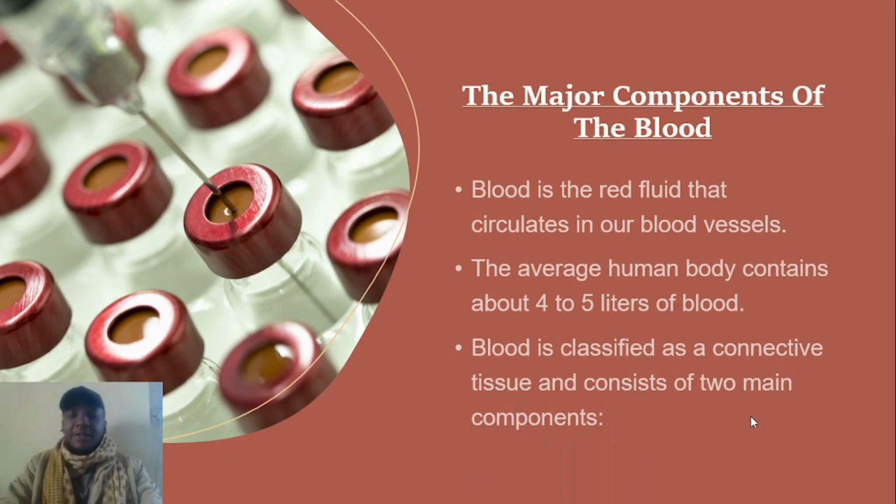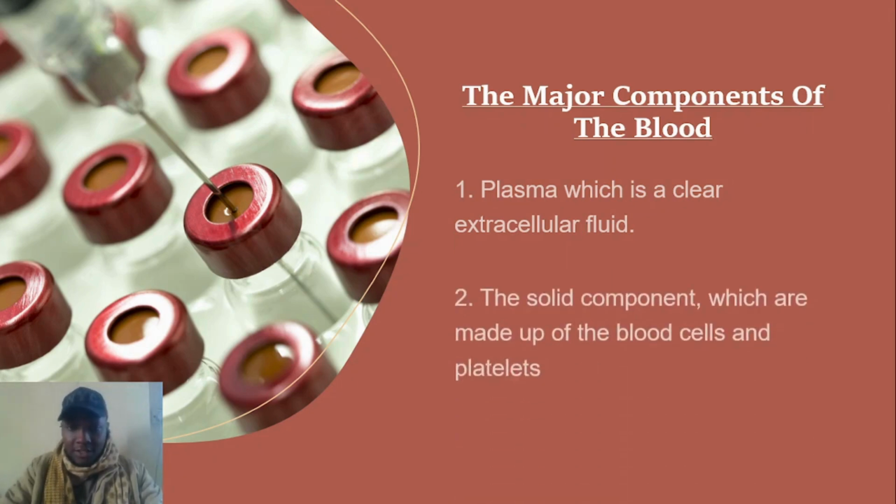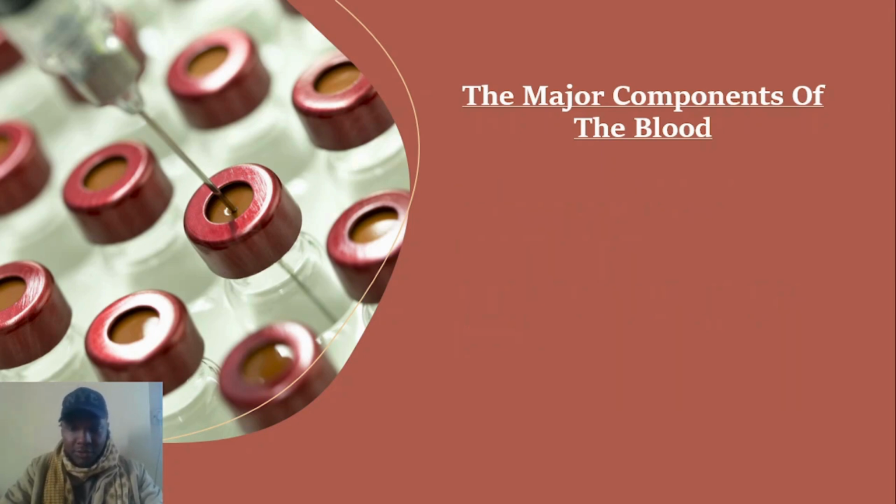Now, blood is circulated as a connective tissue, and it consists of two main components. The first is the plasma, which is a clear extracellular fluid. The second is the solid component, which is made up of the blood cells and the platelets. So the two major components are the plasma, the clear extracellular fluid, and the solid component, the blood cells and the platelets.